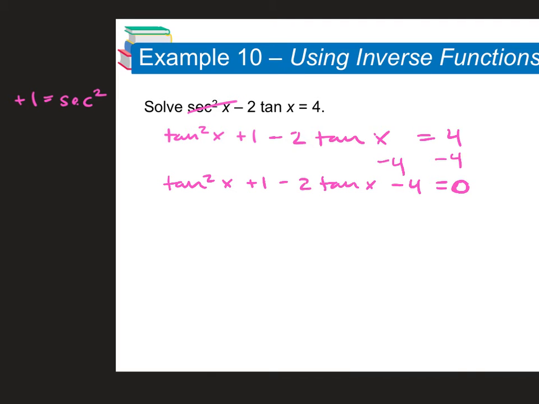Do we have to do anything else before we factor? Any like terms? Did you add the plus 1 and the negative 4? Yep, we want to combine all of our like terms before we factor. So we have tan squared x, 1 minus 4 would be negative 3.